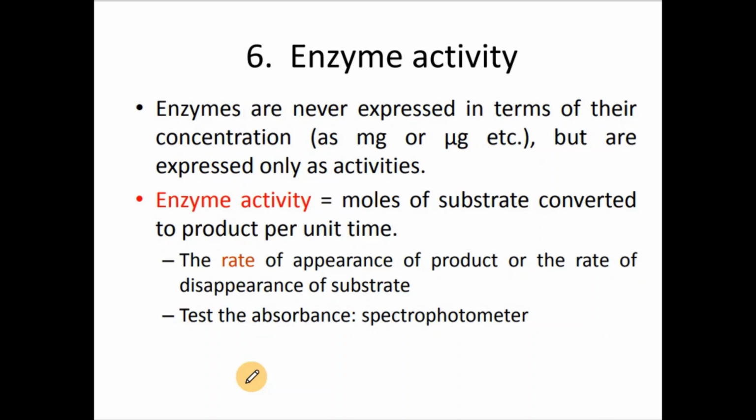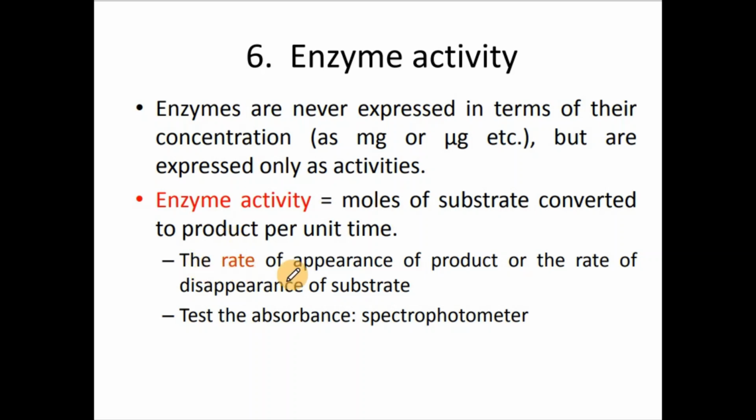So an enzyme activity is just an ability of an enzyme to transform a particular substrate to a product. So the enzymes we say are never expressed in terms of their concentration, but they are expressed in their activity. So when we say an enzyme activity, then we make reference to the amount of the substrate that can be converted to a product per unit time. So if you say an enzyme has a higher activity, it means the enzyme can convert most of the substrates to a product within the shortest possible time.